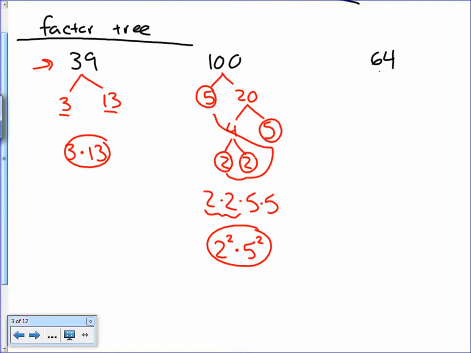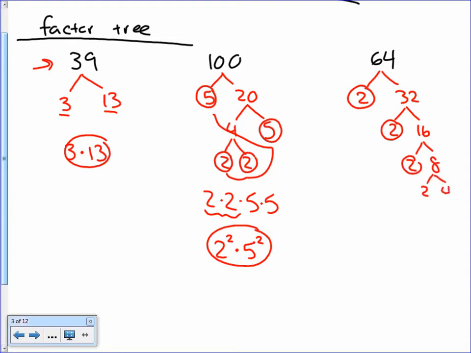All right, 64, let's break that up. I can use 2 and 32. 2 is prime, so I'm going to circle it. I can break up 32 even more, so 2 and 16. 2 is prime. 16 I can break down even more, so I have 2 and 8. Circle that. 8, divide by 2 again. And 4 I can divide by 2 as well. So I have 1, 2, 3, 4, 5, 6 twos. So 2 to the 6th power is my prime factorization.